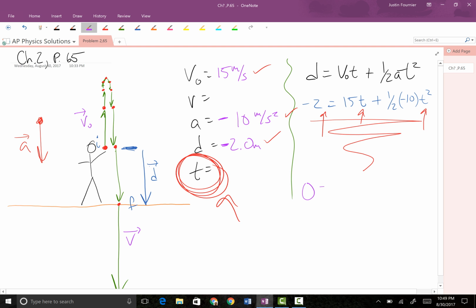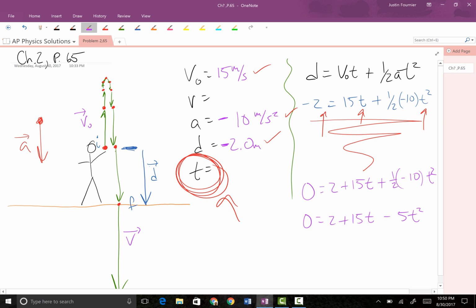That'll give me 0 equals 2 plus 15t plus 1/2 times negative 10t squared. 1/2 times negative 10, though, is just 5. So it's going to be 0 equals 2 plus 15t minus 5t squared.